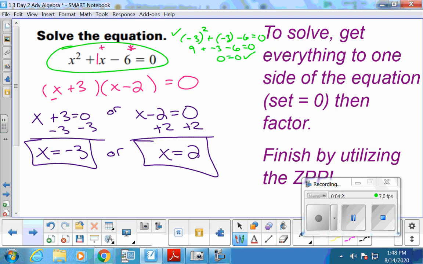But you can also check your other answer of 2. There's two answers. Is 2 squared plus 2 minus 6 going to be 0? 4 plus 2 minus 6 sure is going to be 0. So both of those answers check out. Now, you won't see me checking my work all the time, but it is a good idea if you're taking a quiz to be checking your work.